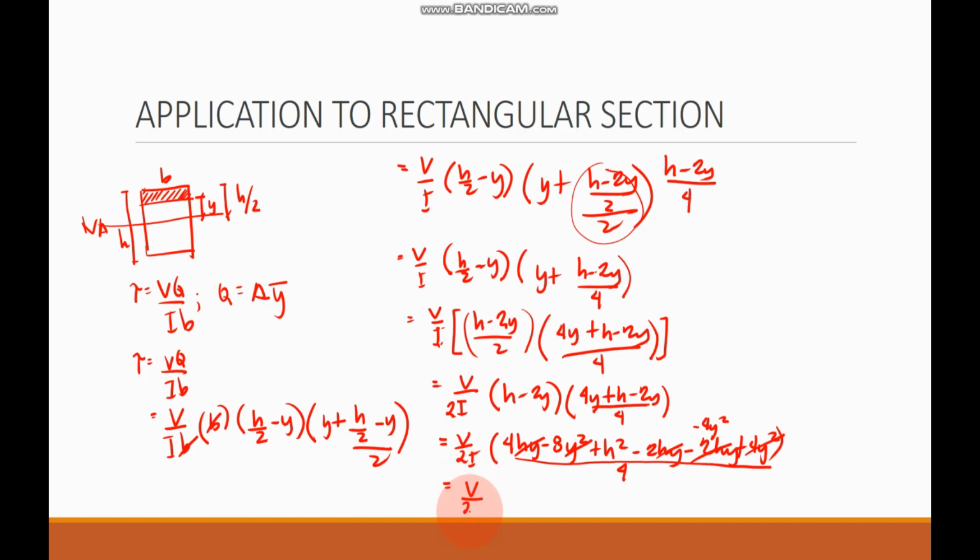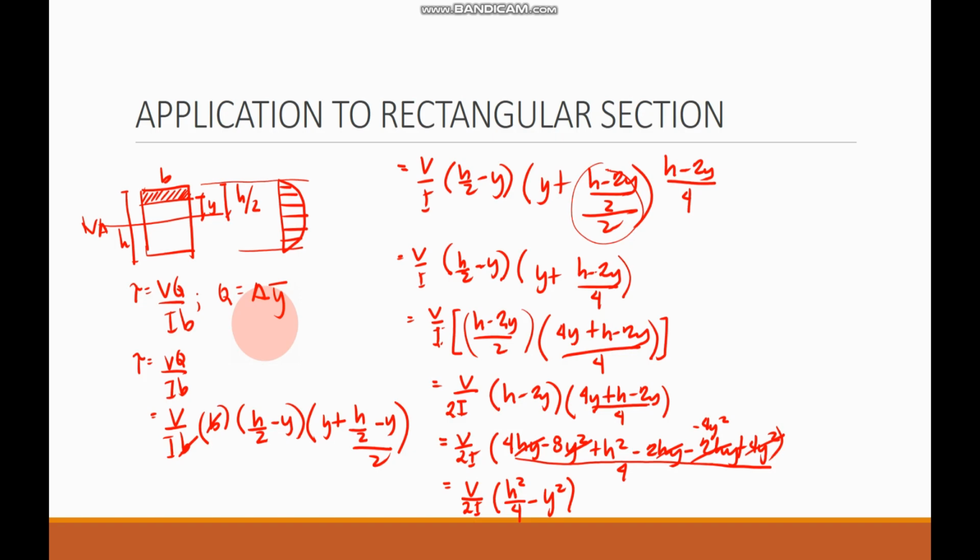So, we have V over 2I multiplied by h squared over 4 minus y squared. So this formula shows that the shearing stress is distributed parabolically across the depth of the section. So the shearing stress is distributed like this. So it is distributed parabolically all over the area of our beam.